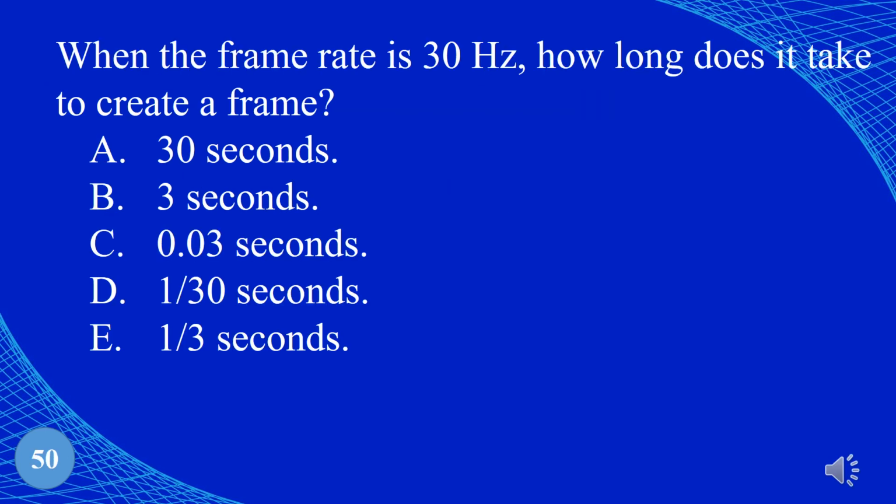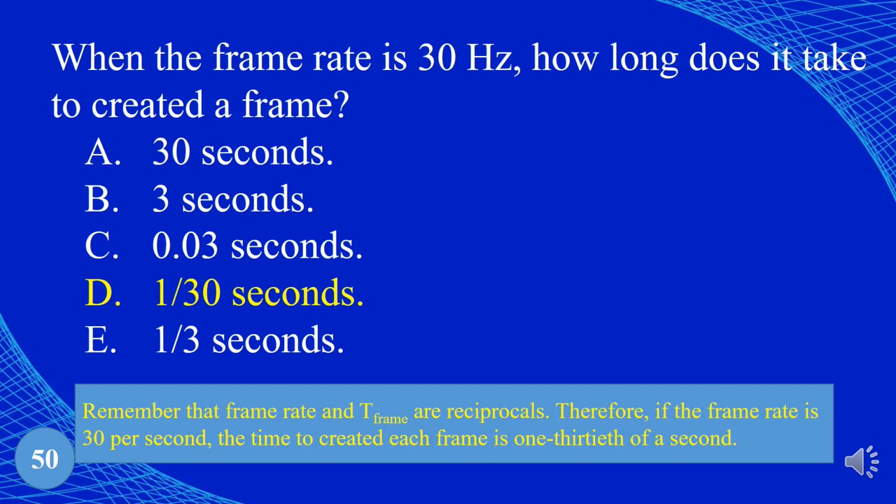When the frame rate is 30 Hz, how long does it take to create a frame? A. 30 seconds. B. 3 seconds. C. 0.03 seconds. D. 1/30th of a second. E. 1/3 of a second. The answer is D. 1/30th of a second. Remember that frame rate and T-frame are reciprocals. Therefore, if the frame rate is 30 per second, the time to create each frame is 1/30th of a second.